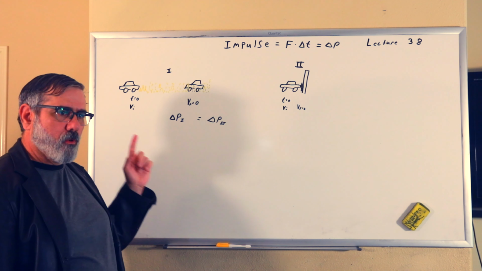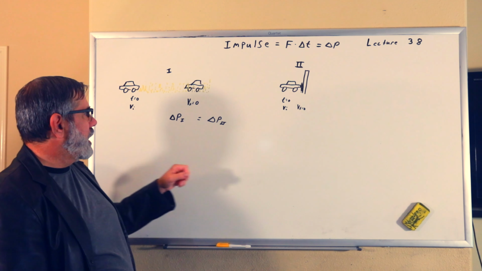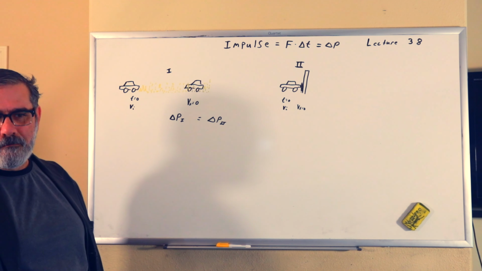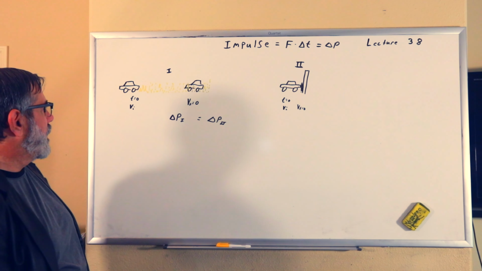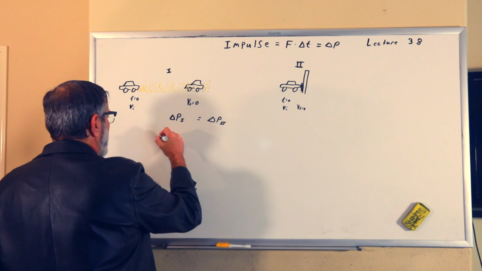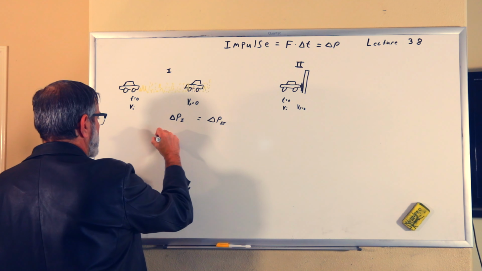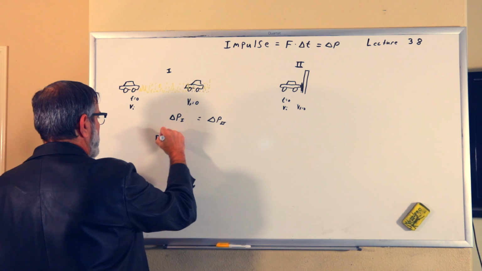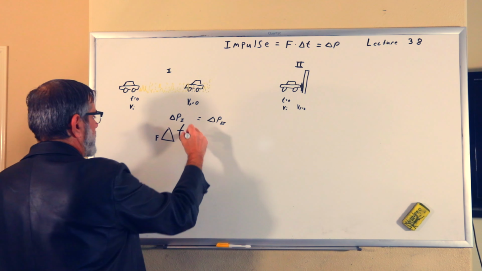Well, which one would you rather be in? Car 1 or the car in case 2? Case 1, the car in case 1, coming to a nice gentle roll. So what's the difference here? Well, in this case, the force is rather small, but the time period, delta t, is rather large.